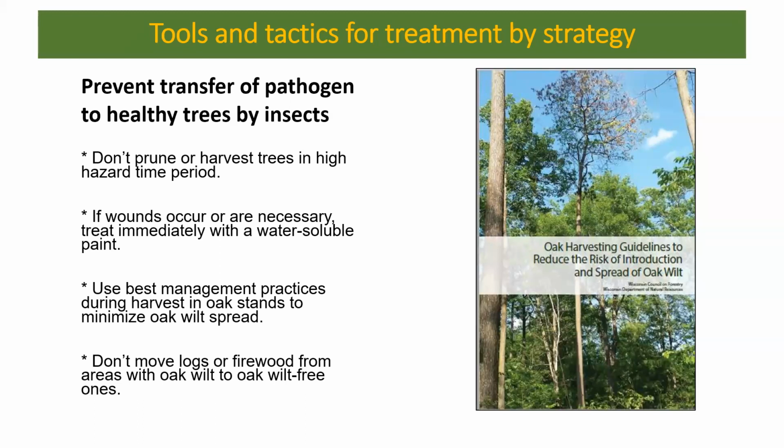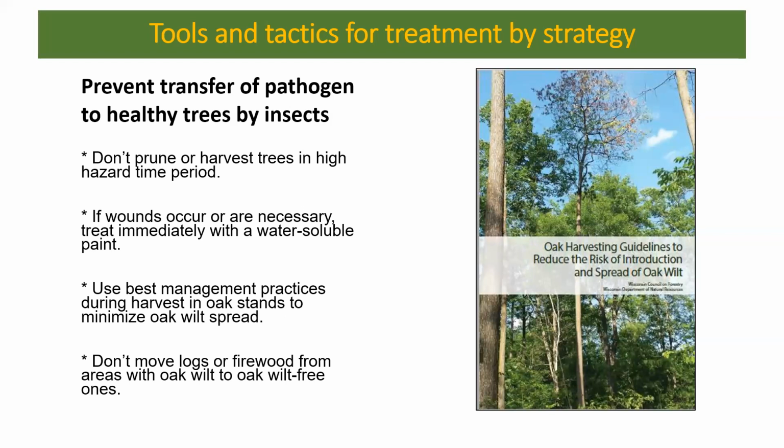And some DNRs for some states, or even some communities or counties, have developed best management practices. So if they're available to you, consult them, and within that you'll find guidelines for how to prevent transfer of the pathogen, i.e. introduction of oak wilt into new areas. One example is shown on the right here. These are oak harvesting guidelines to reduce the risk of introduction and spread of oak wilt. This is a document that was produced in conjunction with the Wisconsin Council on Forestry and the Wisconsin Department of Natural Resources, and it's available online. And then I've already mentioned this: don't move logs or firewood from areas with oak wilt to oak wilt free areas.